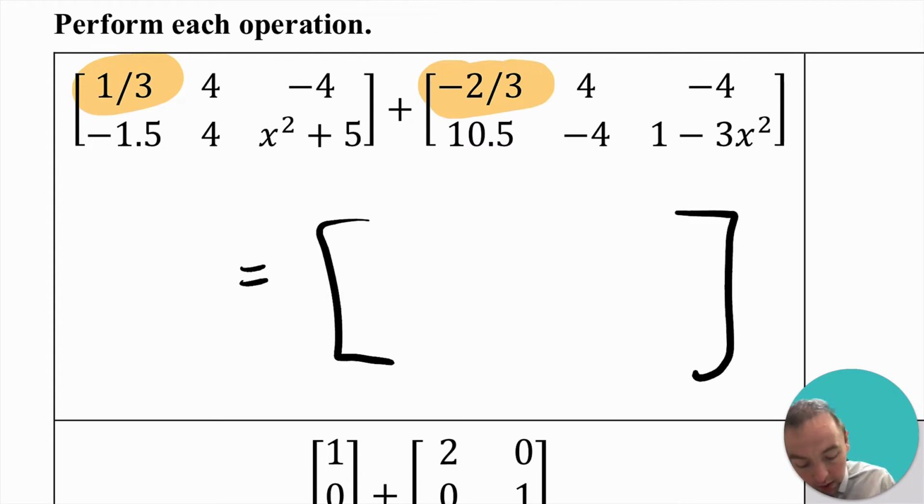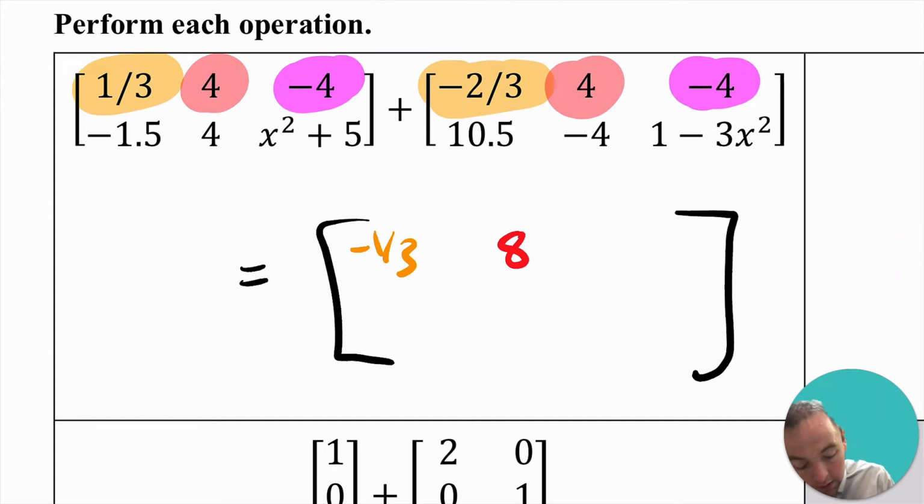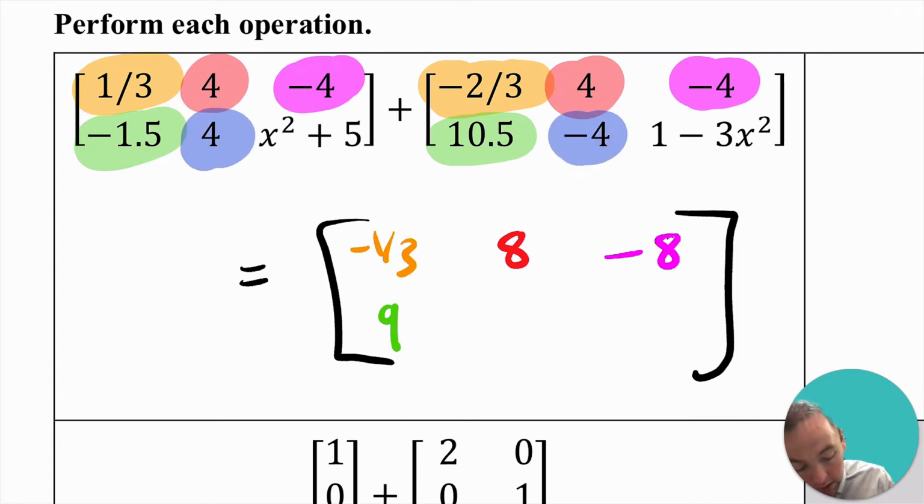So if you do 1/3 plus negative 2/3, you're going to end up with negative 1/3. Then you can add the 4 with that 4, and that's going to give you a sum of 8. Then we add the negative 4 with the negative 4, which gives you negative 8. Moving down to the next row, we have a negative 1.5 plus a positive 10.5. That gives you a sum of positive 9. And then 4 and negative 4 add together to equal 0.